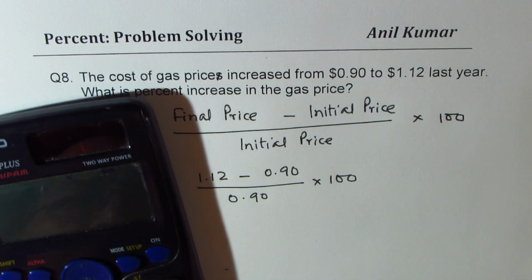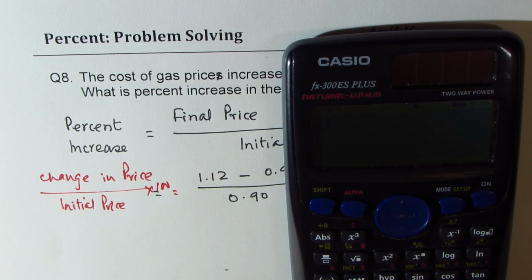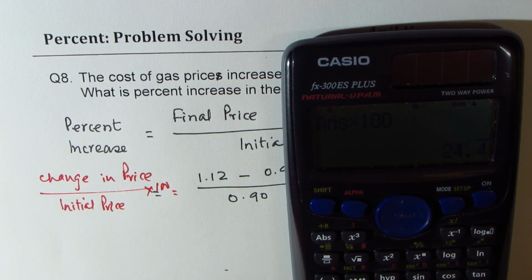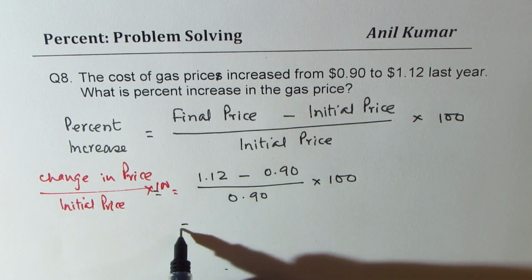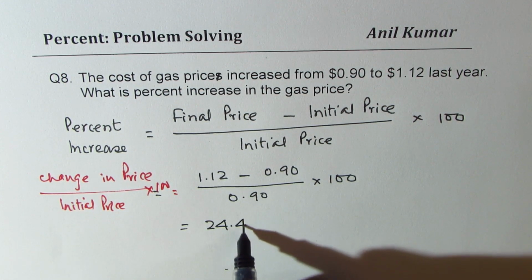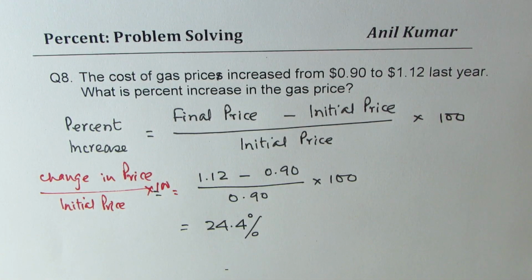Let's do it. Let's calculate it. So we have 1.12 minus 0.9, divided by 0.9, and then we'll multiply by 100 and write it in decimals, 24.4. I'd like you to do these calculations yourself. So 24.4% is the percent increase in the gas price. I hope you get an idea, correct? So that is how you could solve percent related questions. I hope the concept is clear.